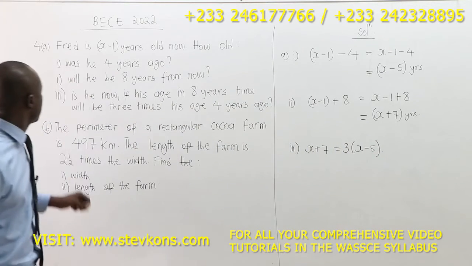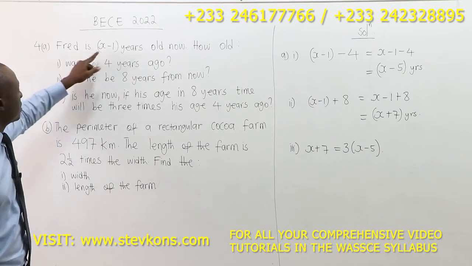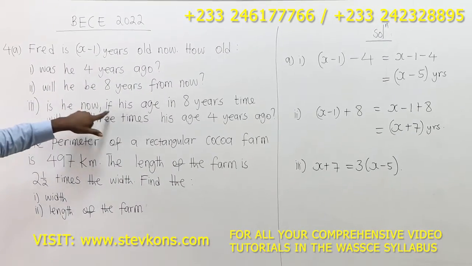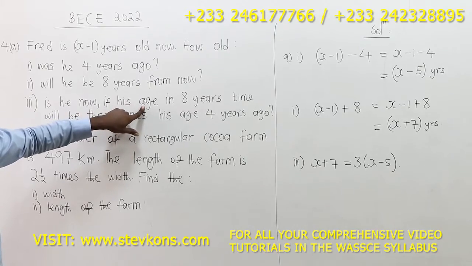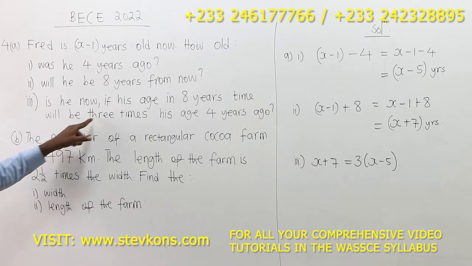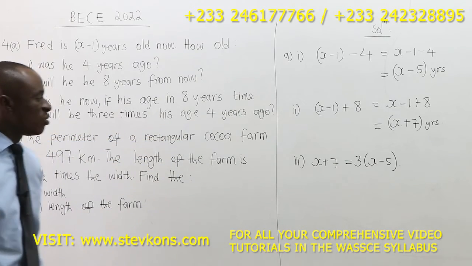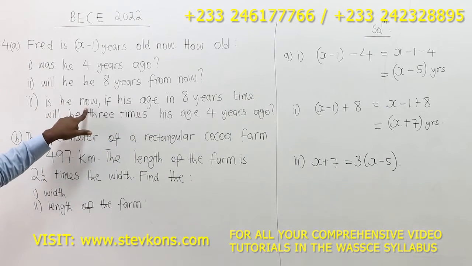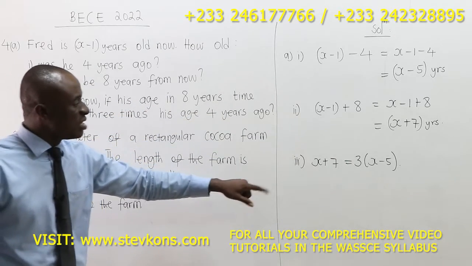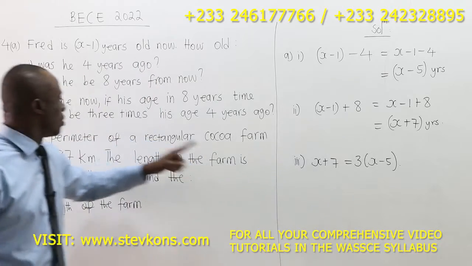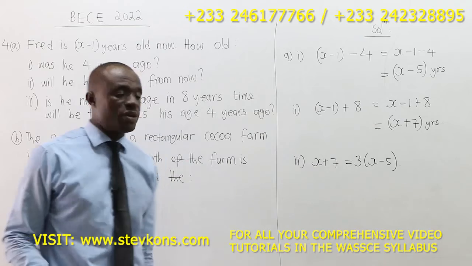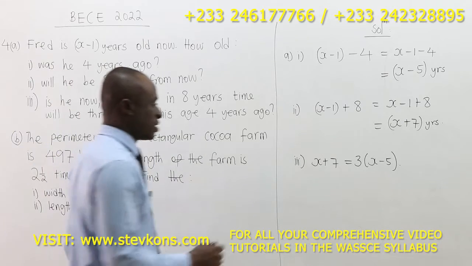Again, Fred is X minus 1 years old. Now, how old is he now if his age in 8 years' time will be 3 times his age 4 years ago? So if his age in 8 years' time, that is X plus 7, will be 3 times his age 4 years ago, we have this simple equation for us to solve.